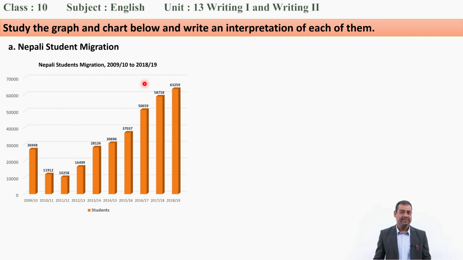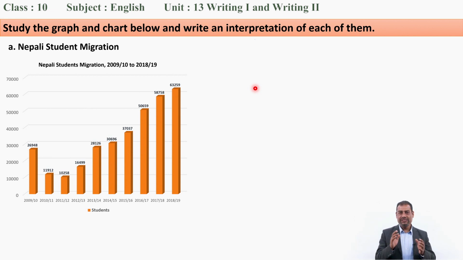Yes, you are right. The instruction says to us, study the graph and chart below and write an interpretation of each of them. Now you can see, what is this? Is this, let's say, graph or chart, or what do you think? Yes, it is bar graph, okay? You can find here bar and it is a graph. Now here the main concern is that what we see, then we have to describe it. We have to interpret it, okay?